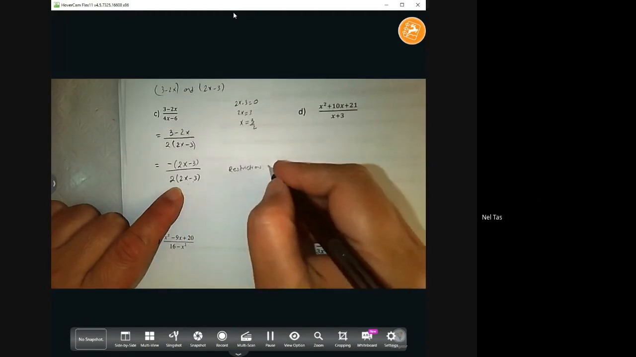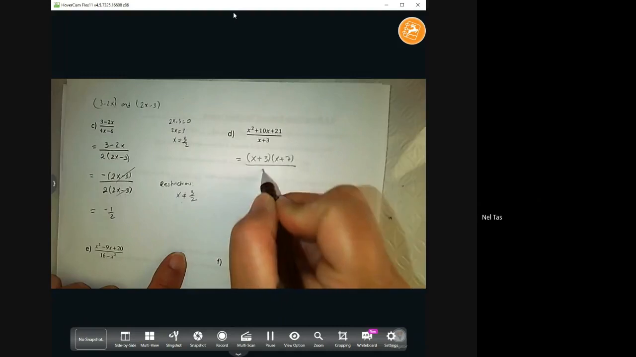So which is your restriction? The restriction is x cannot be 3 over 2. Now we can simplify and we get negative 1 over 2, with the restriction x cannot be 3 over 2. Let's look at D. We can factor the numerator: x plus 3, x plus 7, and the denominator is x plus 3.